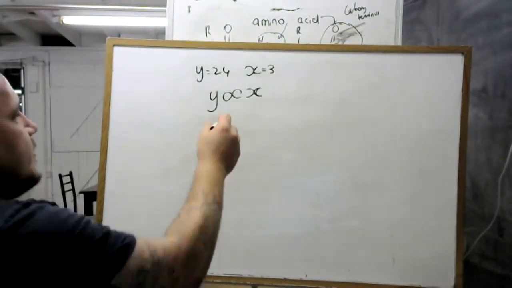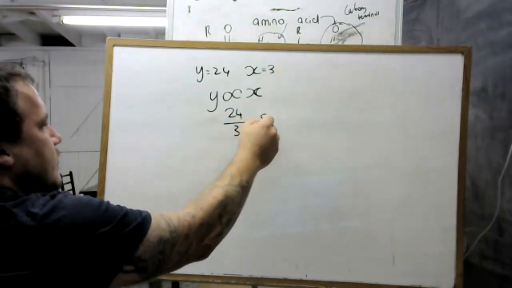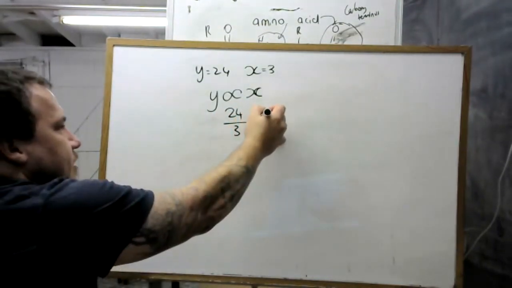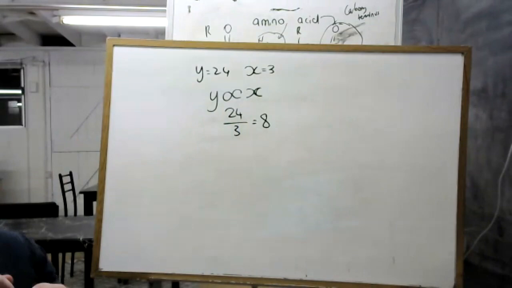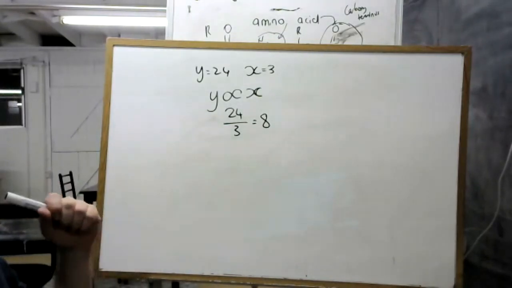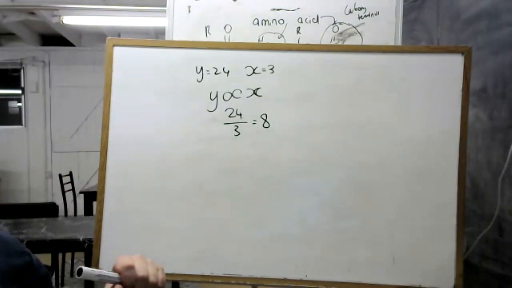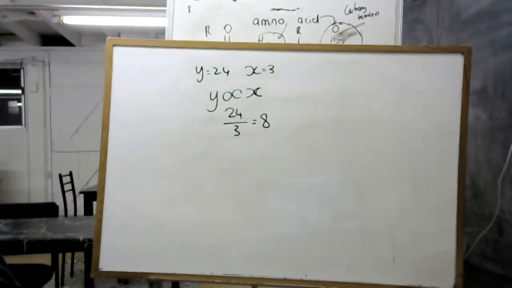Will we just take 24 and divide it by 3? Yeah. So k equals 8. So the constant of proportionality is the x value divided by the y value. Sorry, x divided by y. No, isn't it y divided by x? Yes, sorry, got it around the wrong way. 24 divided by 3.